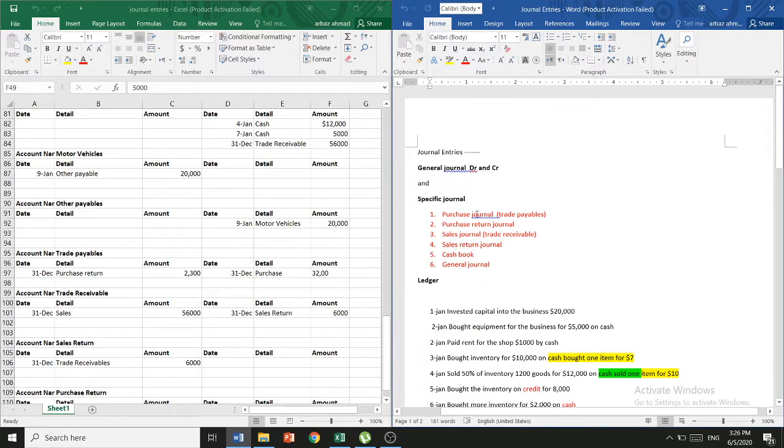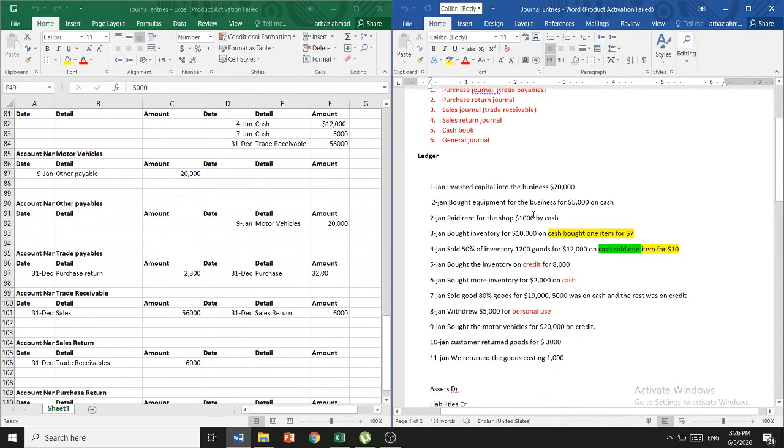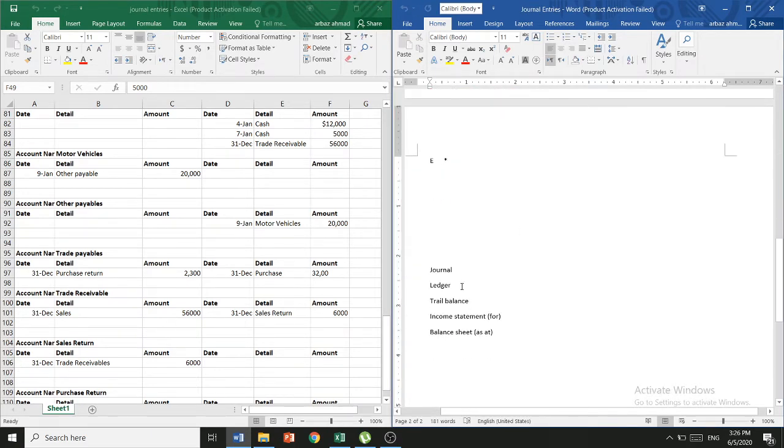Alright guys, since we have already done general journal, specific journal and ledger, now it's time to move on to trial balance. I will not be doing the trial balance since I have already done it. So I am challenging you to close all these accounts and make the trial balance, and let me know down in the comment section if your trial balance balances or not.